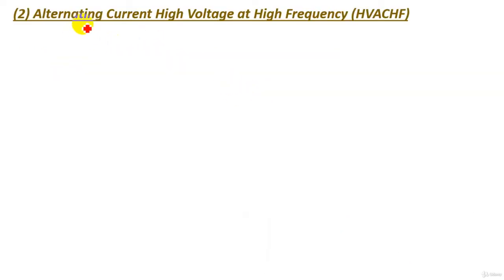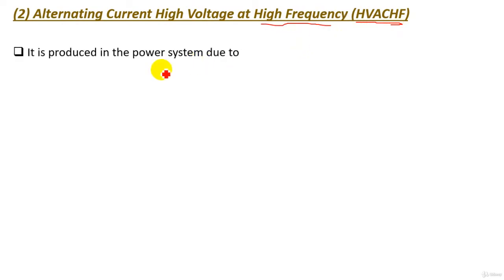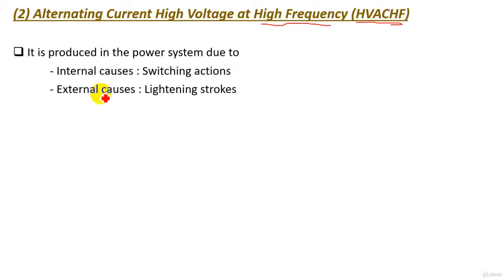The second type of voltage is alternating current, high voltage, but at high frequency. Its abbreviation is high voltage AC at high frequency. This type of voltage is produced in the power system due to internal causes like switching actions or load changes. Transient load changes may result in a high voltage waveform at high frequency, or external causes like lightning strokes.